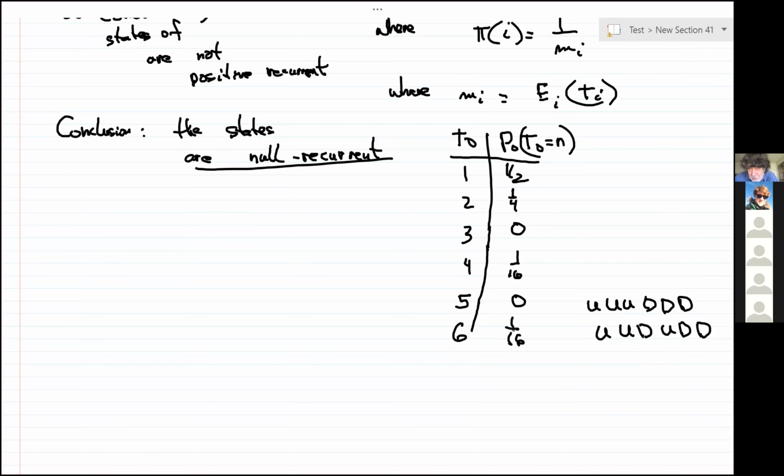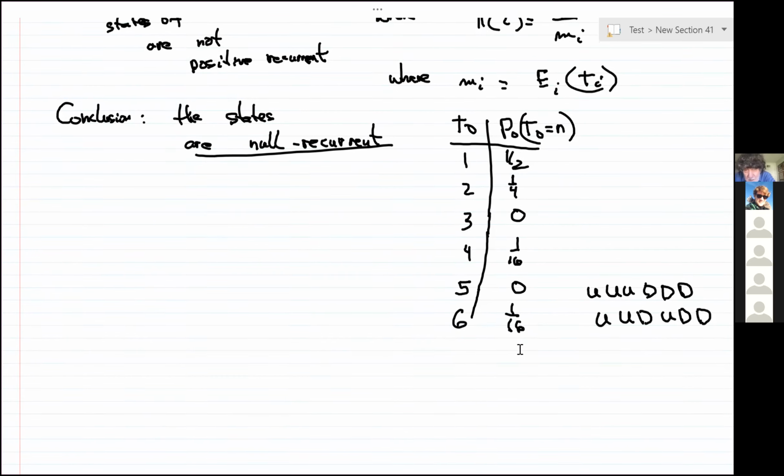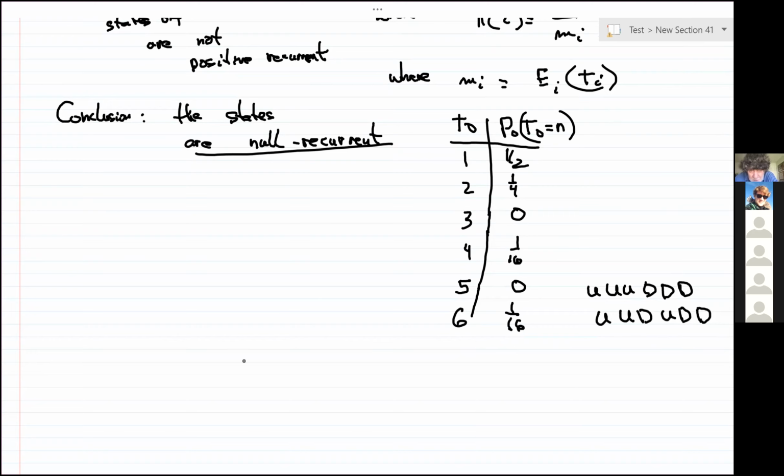Okay, so what I'm suggesting here, if you wanted to find the expected time it takes to go from 0 back to 0 on this particular chain, it would be 1 times a half, which would be a half. It would be 2 times a fourth, which is another half. 3 times 0 doesn't contribute. 4 times this is 1/4. And now you have 6 times this, which is what, 3/8?